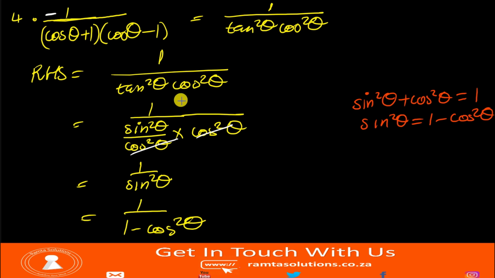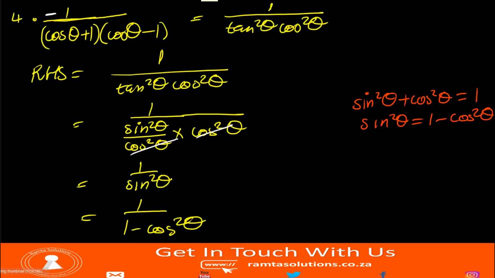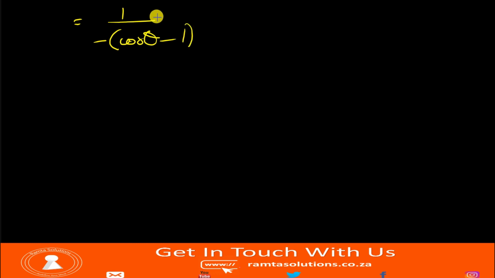So, continuing, this is a difference of 2 squares. I see the cosines are supposed to be positive, but the 1 is supposed to be negative. All right. This is the difference of 2 squares. So I will do the following. Turn with me. 1 over negative open bracket cos theta minus 1 close bracket. Okay, it's supposed to be like that.